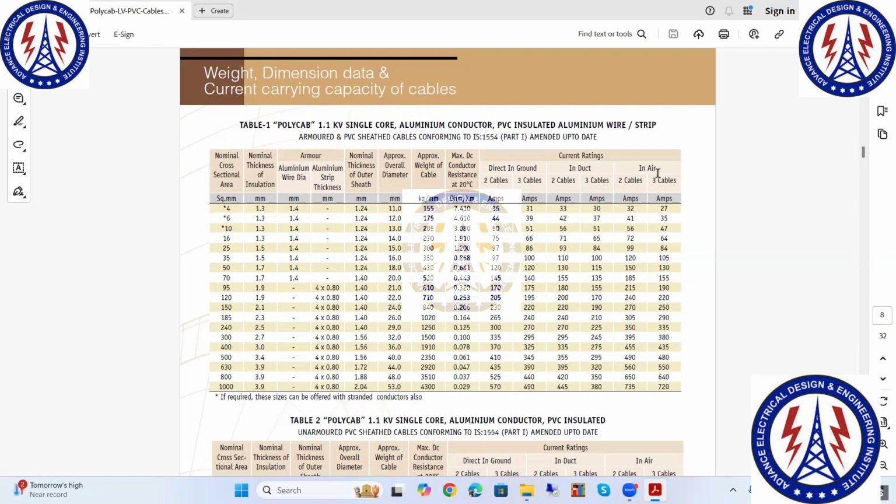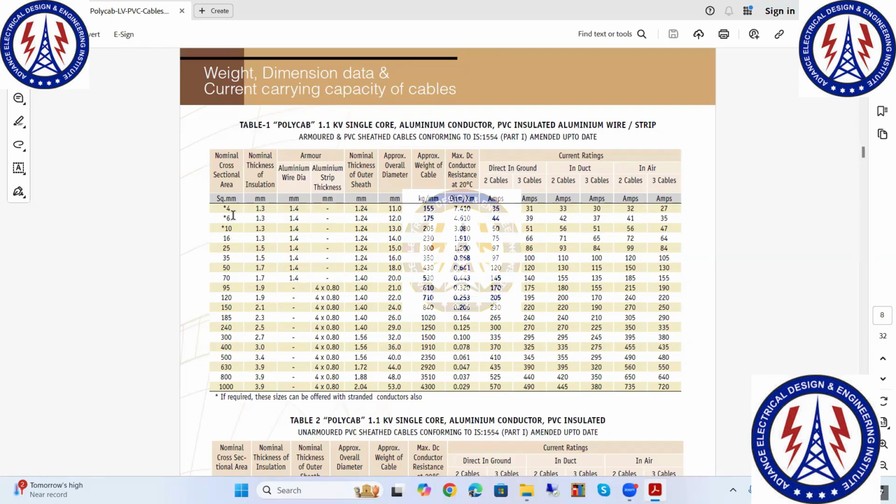In air means whenever I am laying my cable overhead, so this is the current rating. Whenever I am laying my cable inside a pipe, it is called duct formation. When I am laying it direct in ground, it is called buried. It is direct in ground. So the vendor will define the current rating.